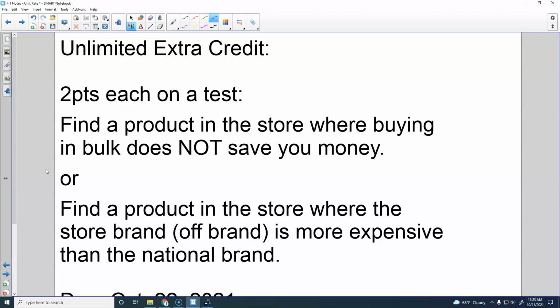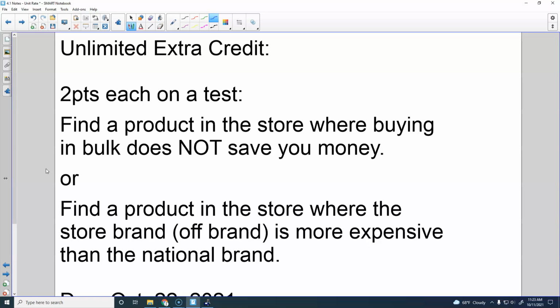You can either find a product in the store where buying in bulk does not save you money. So you've got the 8-ounce jar of Peter Pan peanut butter that is actually cheaper per ounce than the 24-ounce jar of Peter Pan peanut butter. That doesn't happen a lot, but it happens sometimes. I do online pickup for my groceries a lot lately, but even if you're doing online pickup, you can still find this. You don't have to go buy the stuff to see.